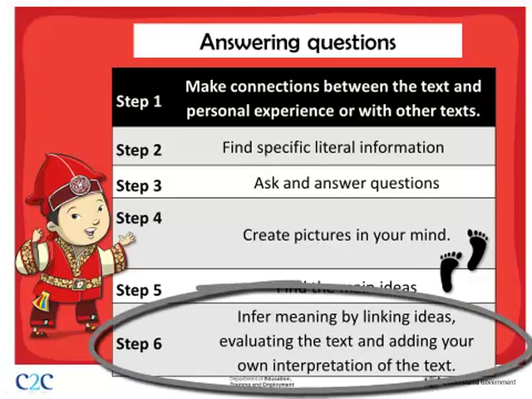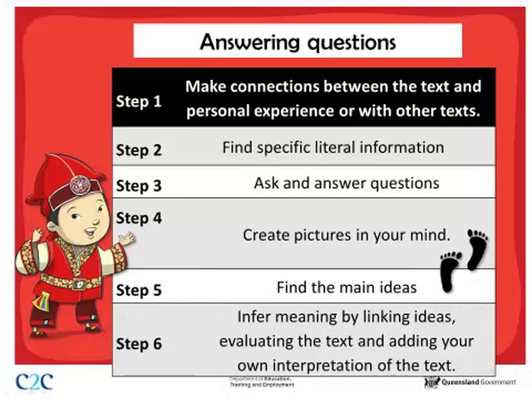And step 6. Infer meaning by linking ideas, evaluating the text, and adding your own interpretation of the text. Think about what is not written in the text, but is hinted at, and how it adds meaning to the text. To evaluate the text means to ask yourself what you thought of it. Did you like the story? These are in your head types of ideas. They ask you to decide what you really think about the text.